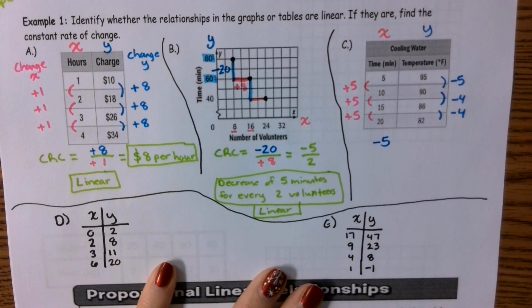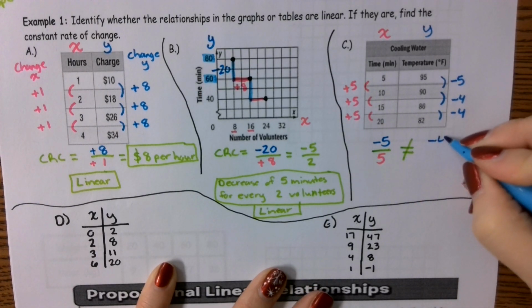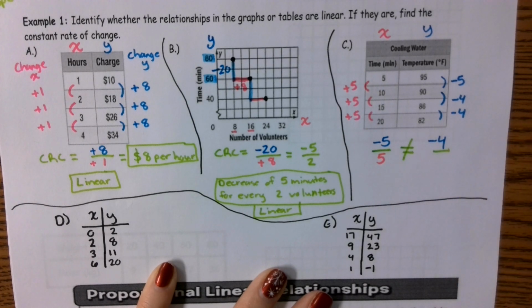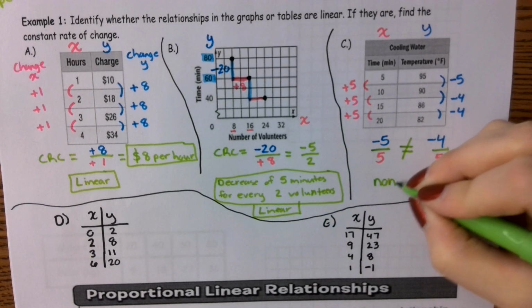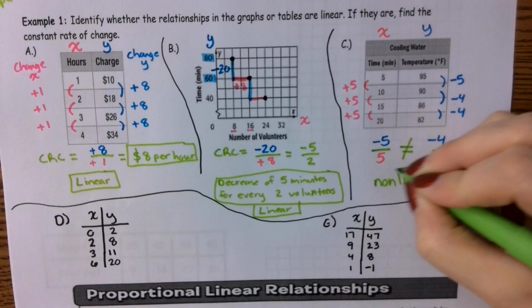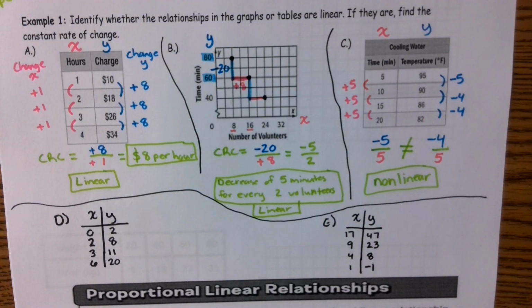So when we have a change of -5 over +5, this is not going to be equal to a change of -4 over +5. Okay, those are not the same. It's not consistent throughout. It's okay for there to be different changes within your y, but then that means there must be different changes within your x, and it must be proportional. They must make sure that they are equivalent changes. So this is considered to not be linear. So it's nonlinear. There is no constant rate of change. It is a nonlinear function.